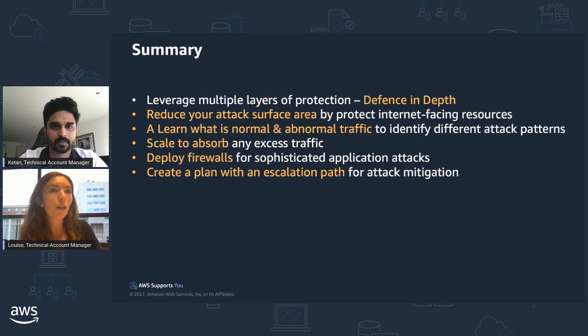And lastly, creating a plan with an escalation path for attack mitigation. This is really helpful. As I always say, just plan for disaster, I guess. By knowing who to contact, what alarms to set up, who to notify, whether you're going to have any automation in place, any auto remediation, things like that. Having a dedicated plan means that during a DDoS attack or crisis, you know exactly what to do, and this saves a lot of time in the future. So yeah, that's our summary.